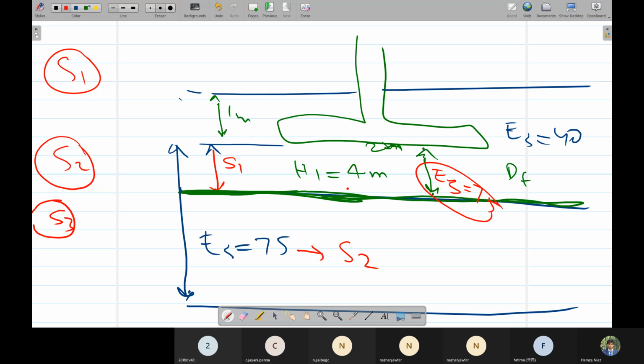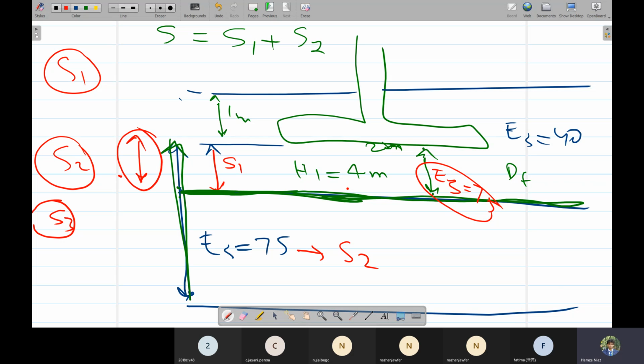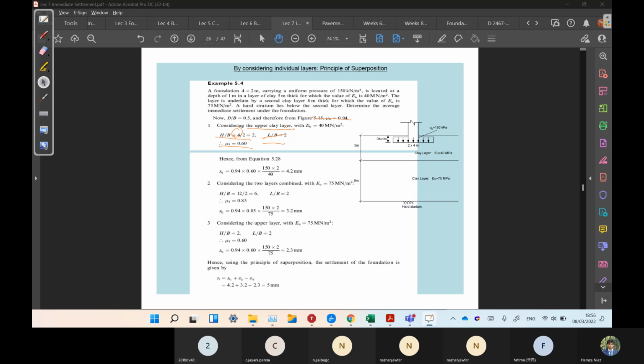So the final settlement S would be S1, which is due to the top clay layer, plus S2, which is due to this whole clay layer. But we are adding this part twice, so they subtract S3. This was extra, we were adding it twice. So this one is the more accurate method, and you can try this. It is exactly the same, we just have to perform 3 trials in this.